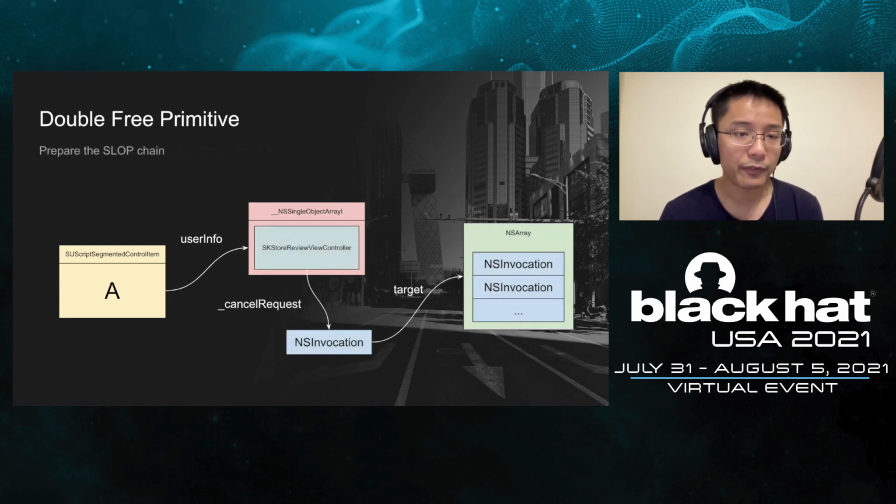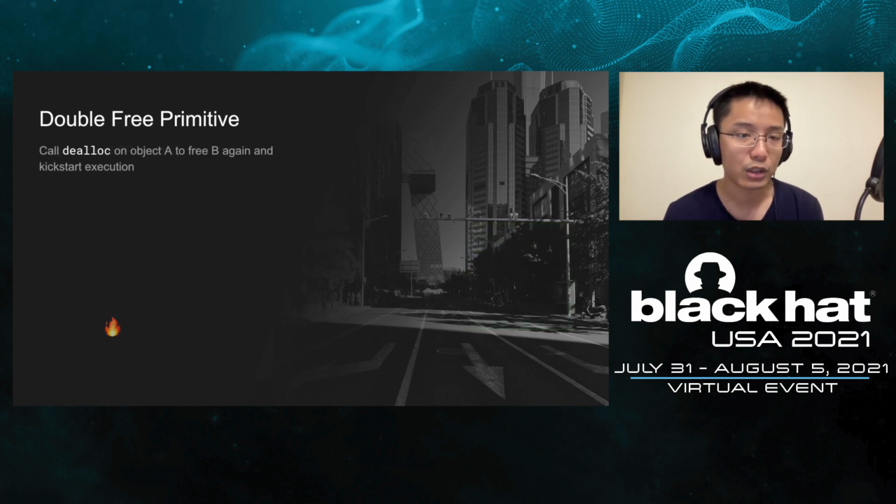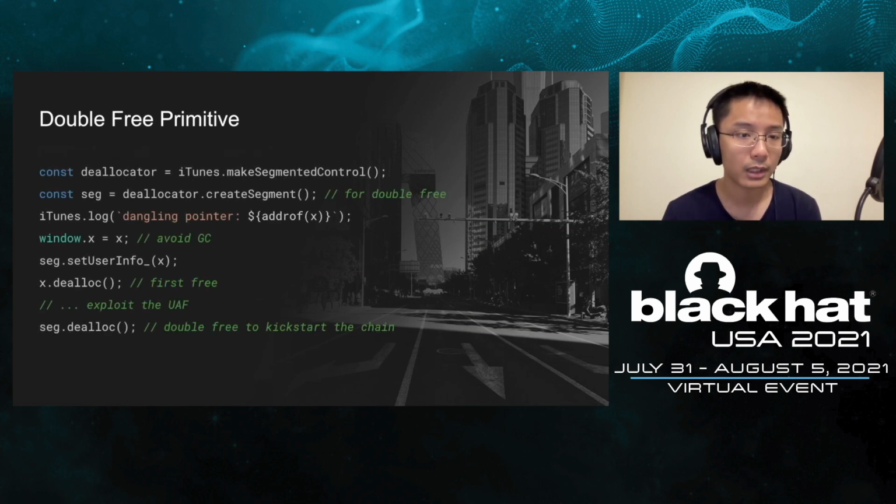So we use the array buffer to prepare for the slab chain to build everything we needed: the NS invocation and its targets, this cancel request, and this fake store review controller. Now we call dealloc on object A to free everything again and kickstart the execution. The fake code looks like this.